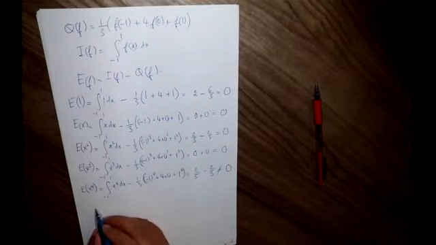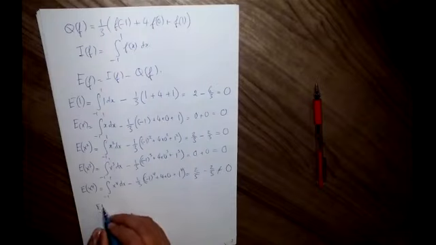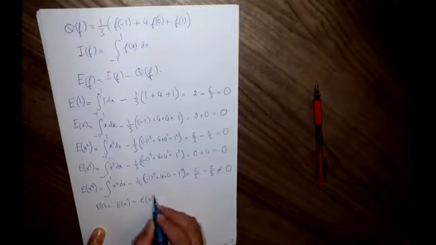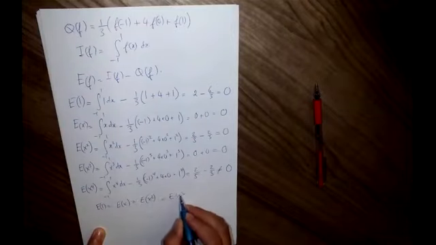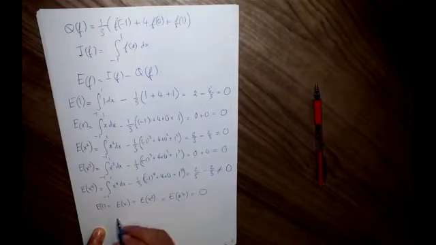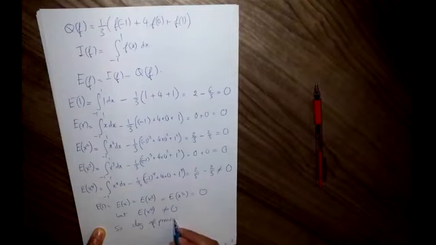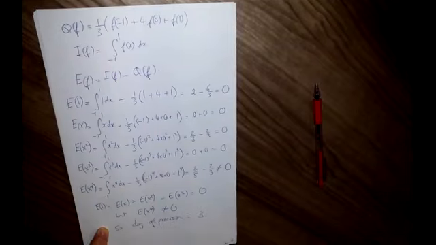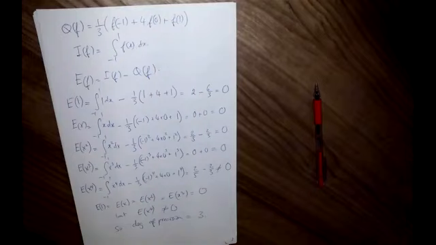So for the degree of precision, E of 1 equals E of x equals E of x squared equals E of x cubed equals 0, but E of x to the 4th is non-zero. So the degree of precision of this quadrature equals 3. Okay?